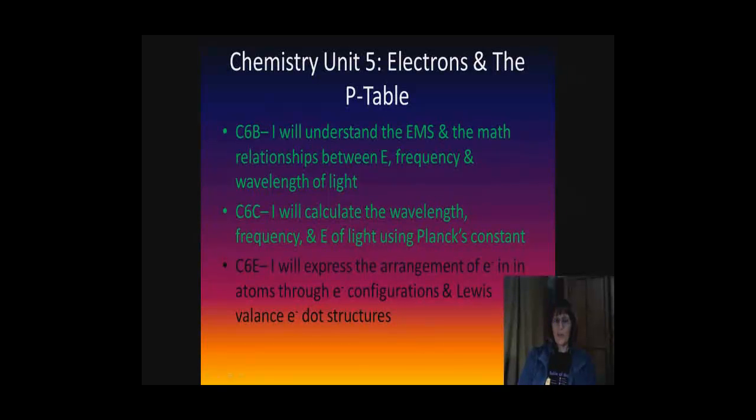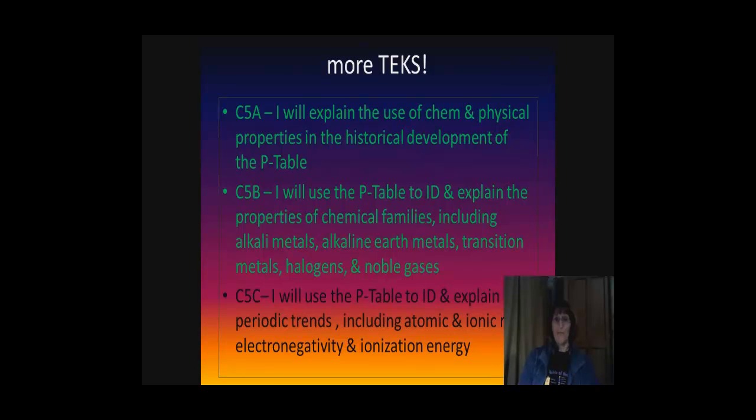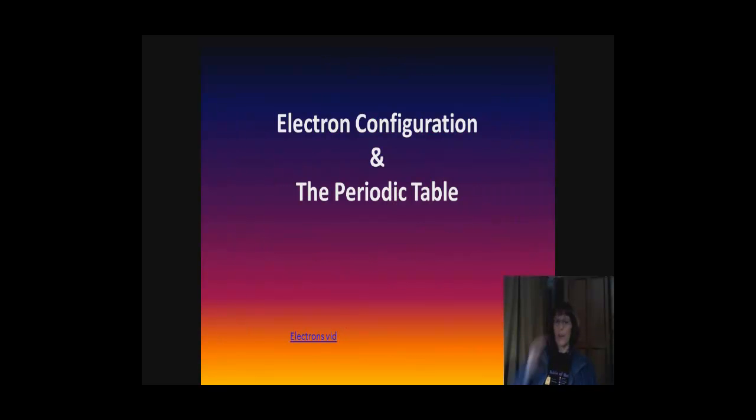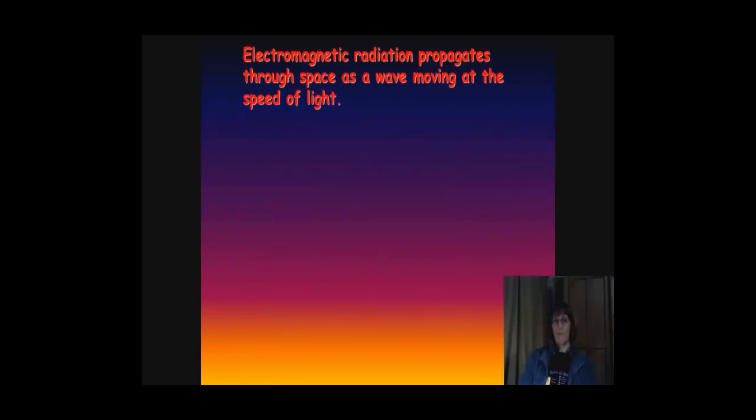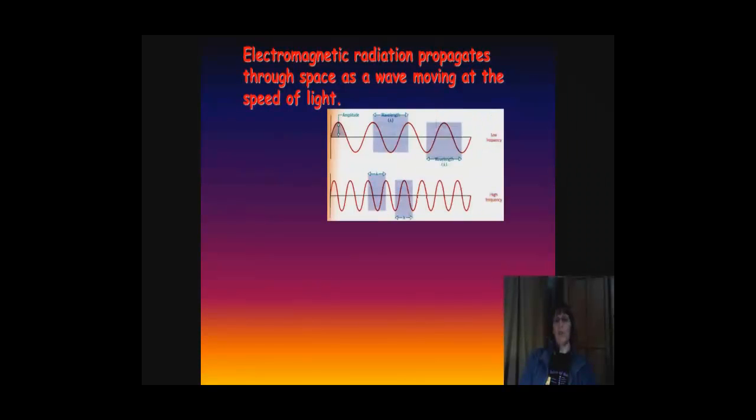Alright, here we go again with some chemistry tweaks. Oh, look, two pages of them. This is part 2 for the electron configuration in the periodic table. And remember, we were talking about electromagnetic radiation and how, as it propagates or moves through space, it moves at the speed of light. And obviously, it's light, so it moves at the speed of light.